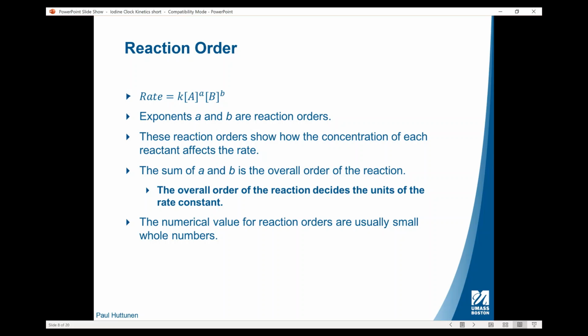So if reactant A has an order of 1 and reactant B has an order of 0, the overall order of the reaction would be 1 plus 0 equals 1. If both reaction orders were 1, so if A was to the reaction order of 1 and B was to the reaction order of 1, the overall order of the reaction would be 2, because 1 plus 1 is 2. The orders of the reaction are usually small, so it's usually 0, 1 or 2, and it's always a whole number.